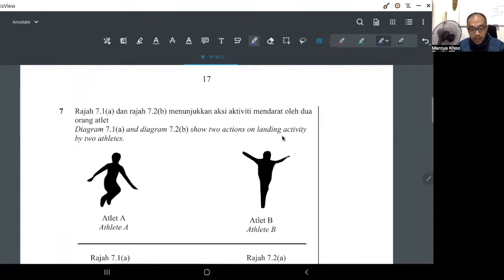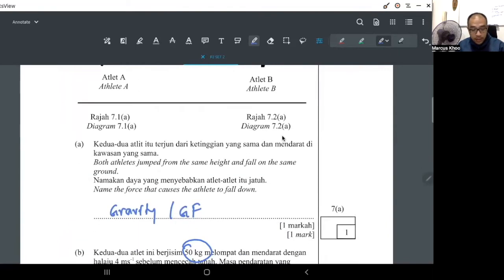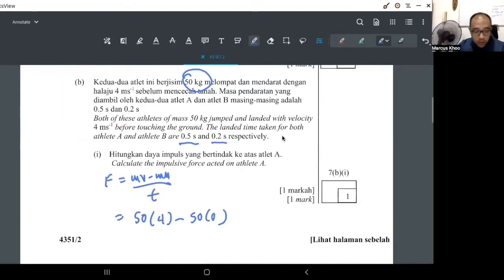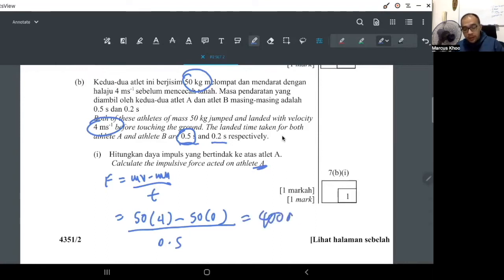Why 50 times 0? Because they jump from the same height, so the starting velocity is zero. The more it goes downward, the faster it gets. And we are told that the speed just before they land, V, is 4 meters per second. Over 0.5, which is athlete A. So you get about 400 newtons.